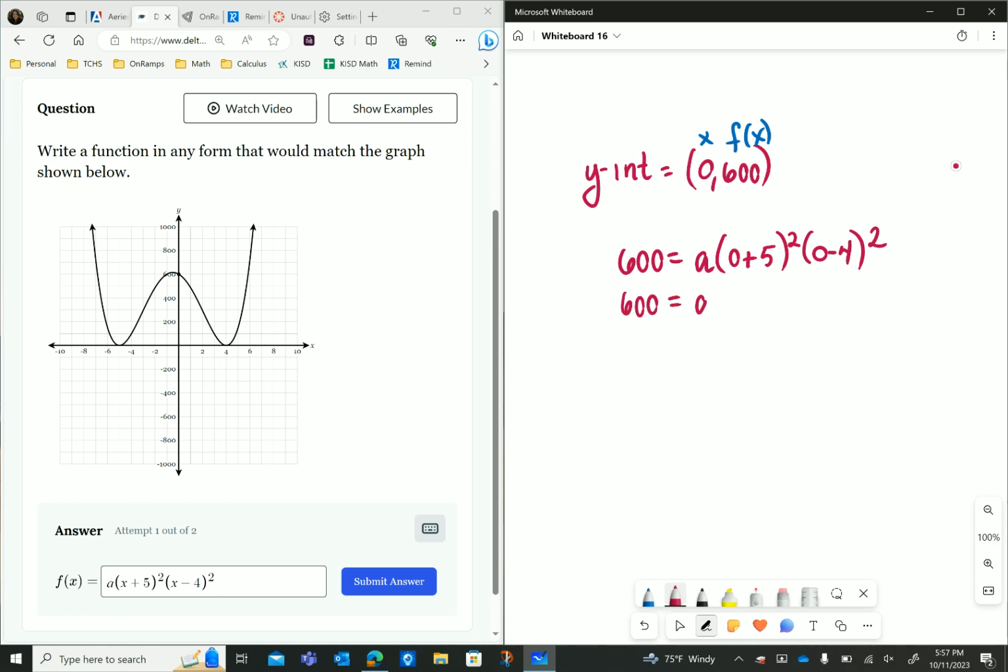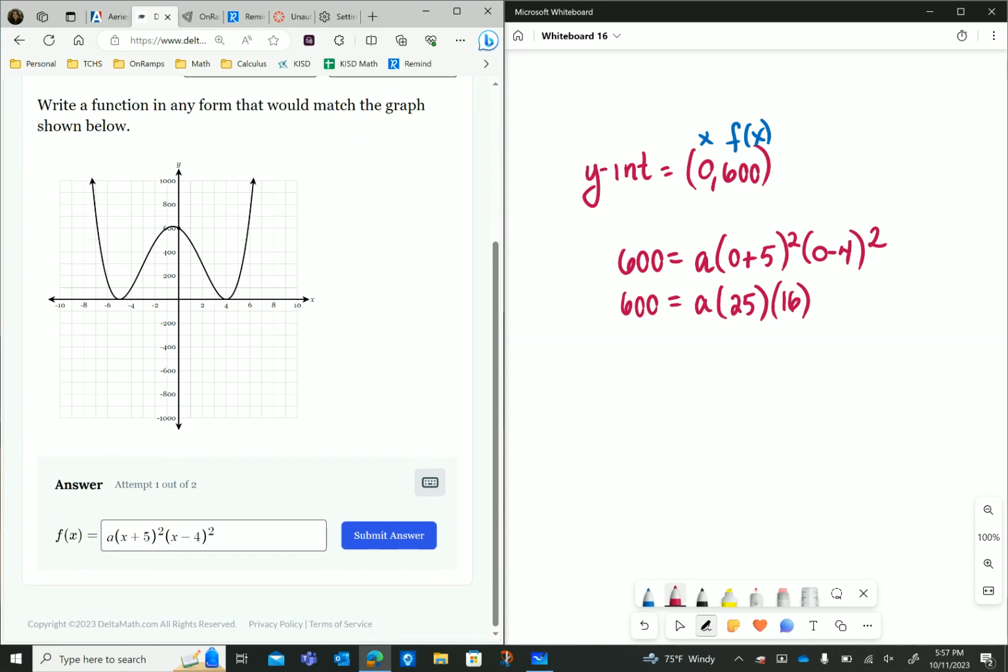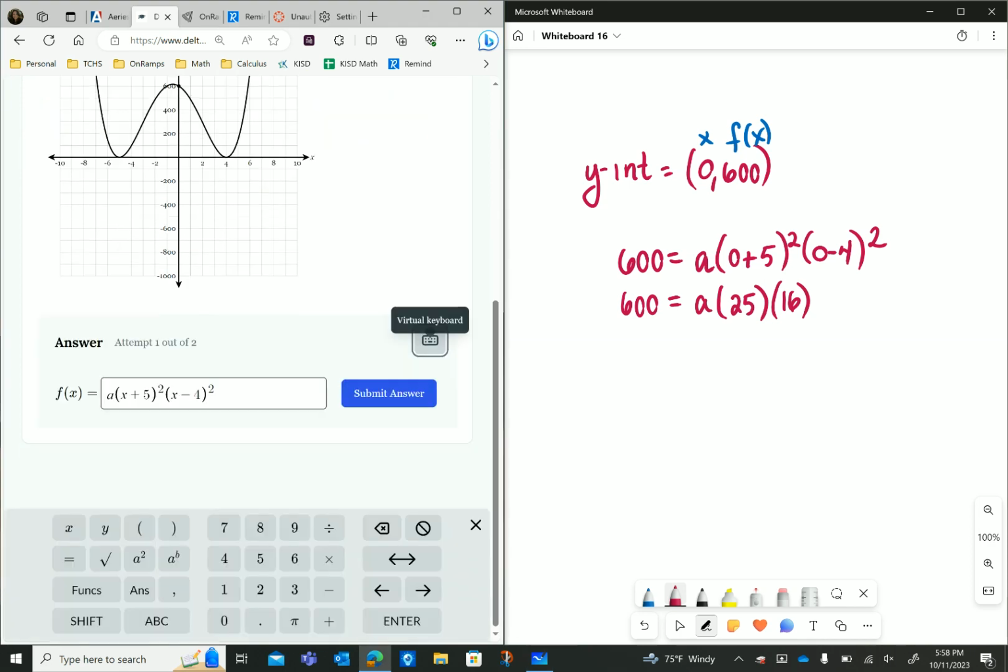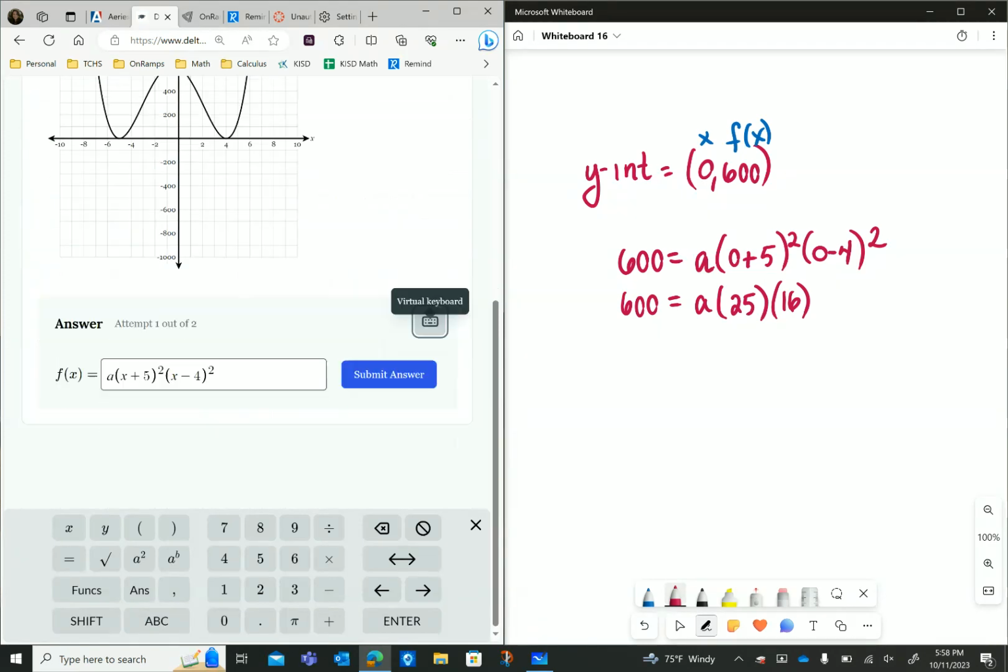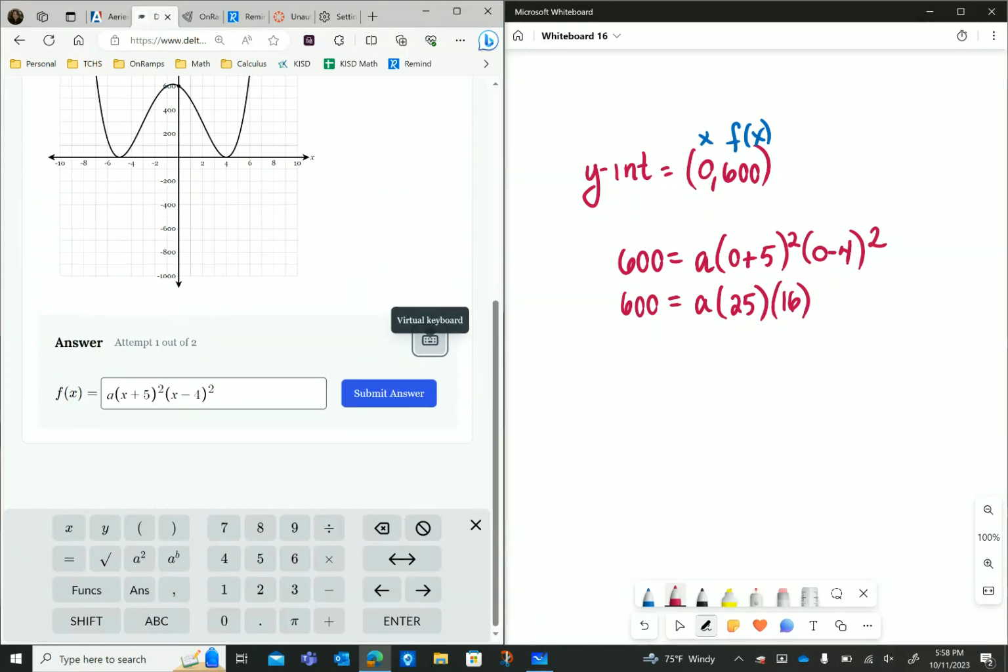So 600 equals a times, 5 to the second power is 25, and -4 to the second power is 16. So 25 times 16. Let's see, do we have a calculator around here? I thought I had a calculator on this screen. Okay, I don't. Well, let's do some multiplication by hand.